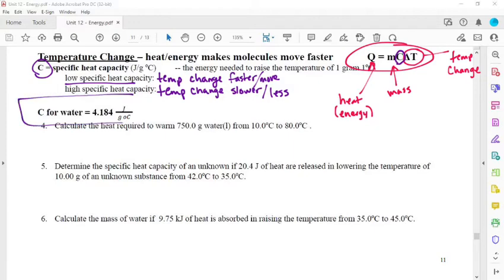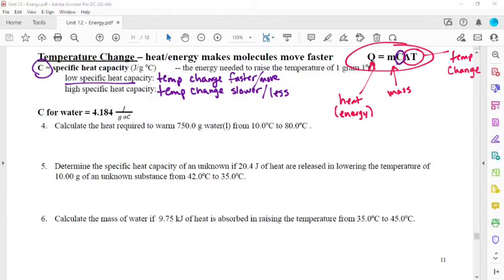So this is something you need to be aware of, and this is on our equation sheet. The specific heat of water is 4.184, and we need to be able to use that in our equations in order to be able to calculate any of these variables. So the next couple of problems are just a couple different variations of using this equation.